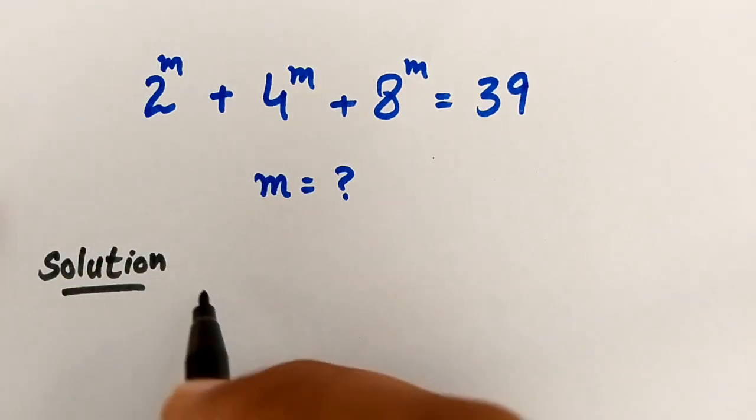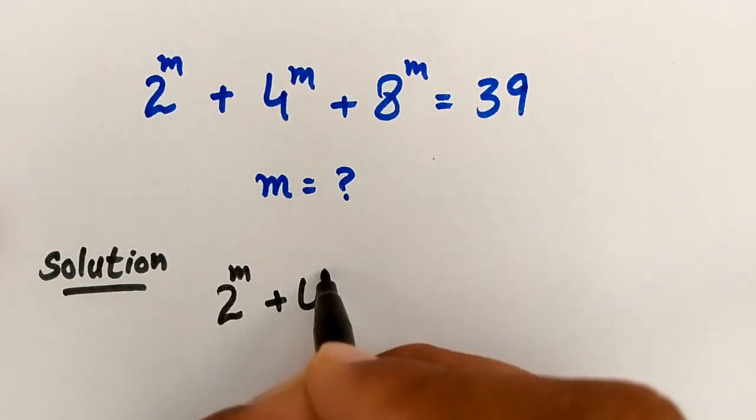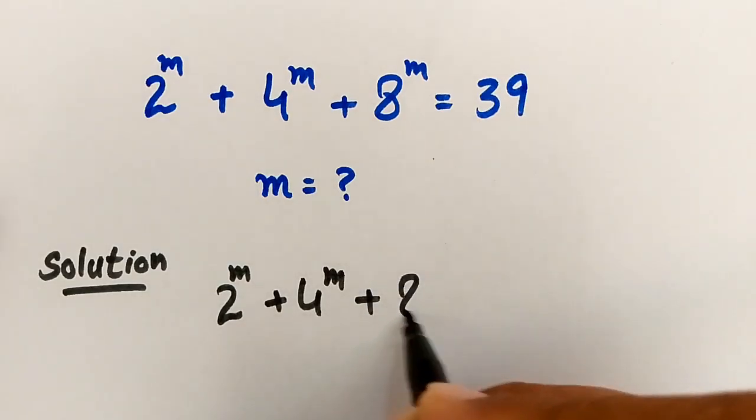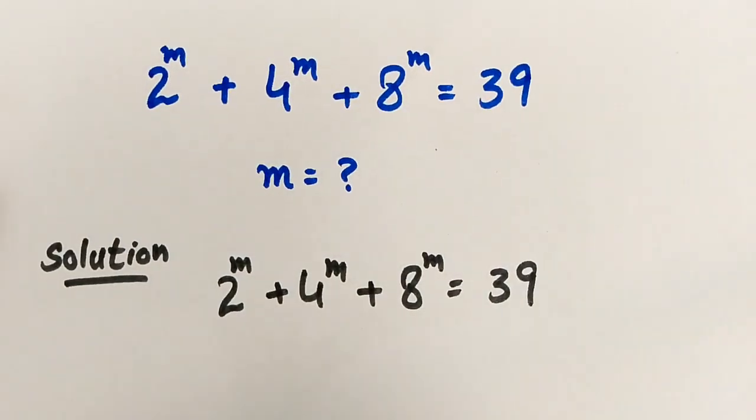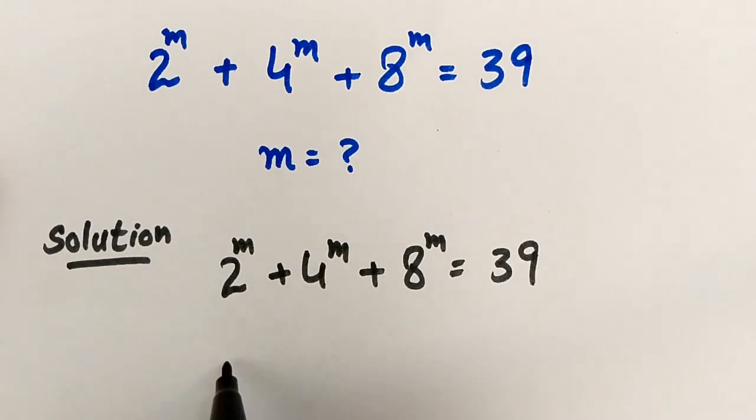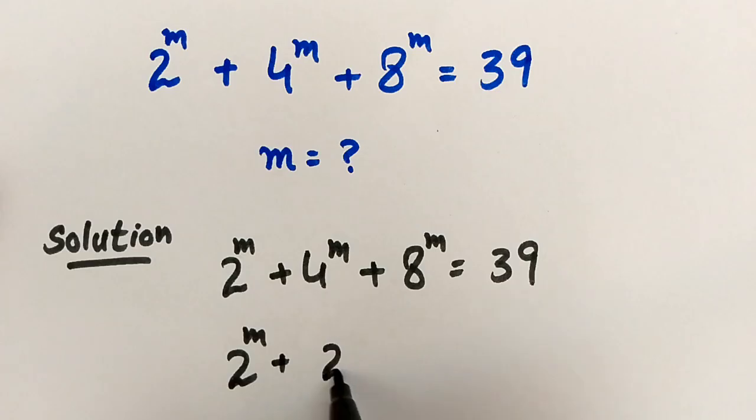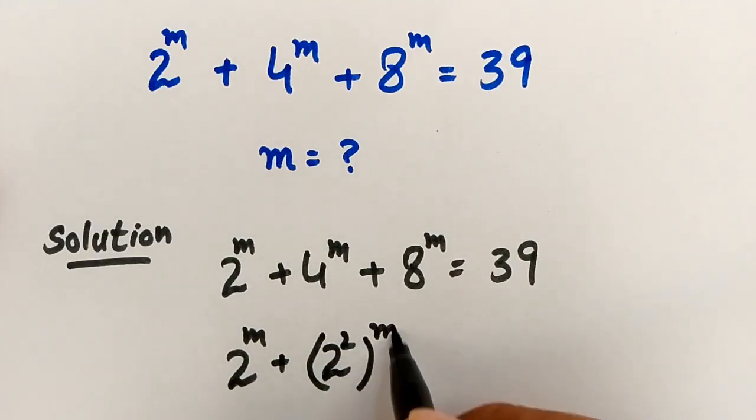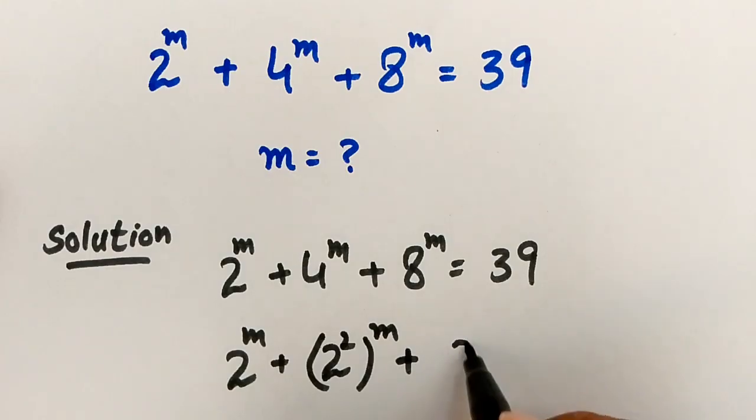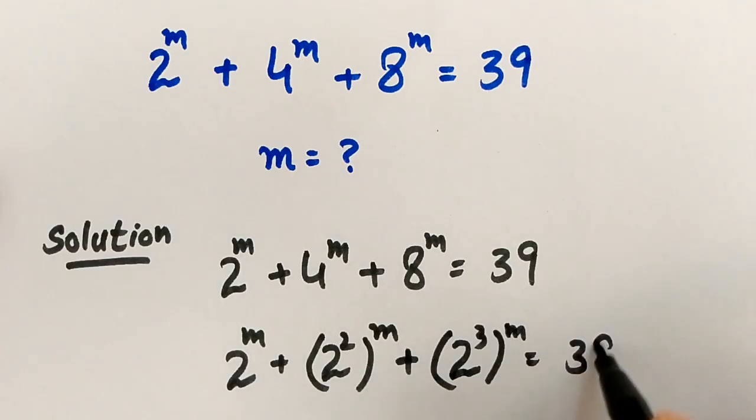The question is 2 to the power of m plus 4 to the power of m plus 8 to the power of m is equal to 39. Now, to solve this, 2 to the power of m plus this 4 is equal to 2 square, to the whole power of m, plus 8 is equal to 2 to the power of 3, to the whole power of m, which is equal to 39.